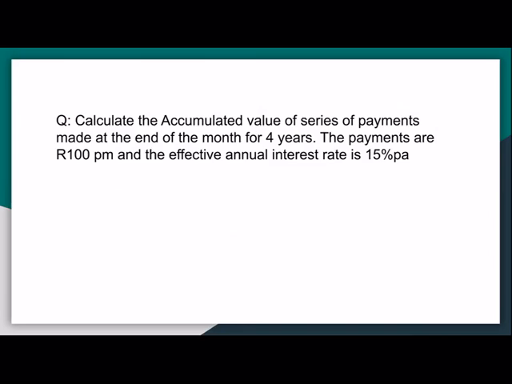You can pause this video again and calculate this question. Calculate the accumulated value of a series of payments which is made at the end of the month for 4 years. The payment is 100 rand per month, and the effective annual interest rate is 15%. Remember, do it on your own and then compare it with the one I'm going to have.